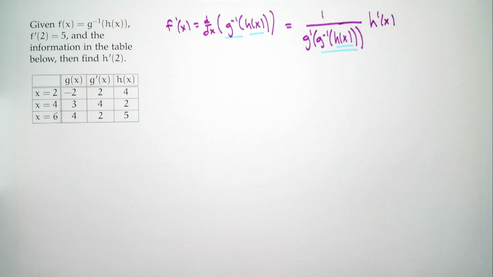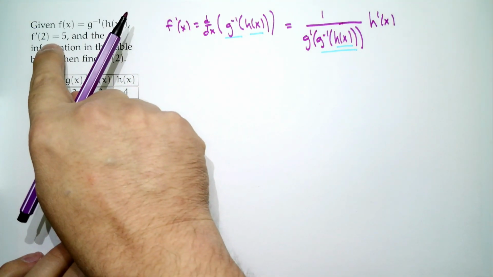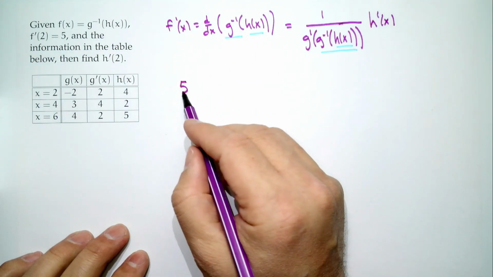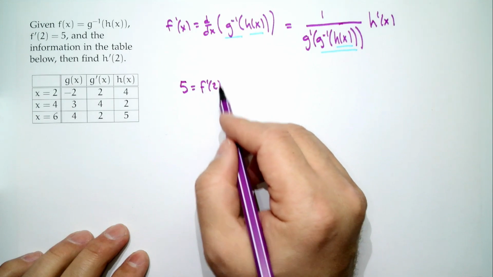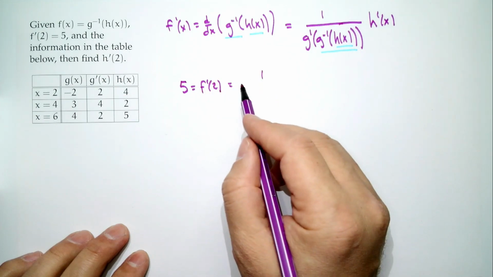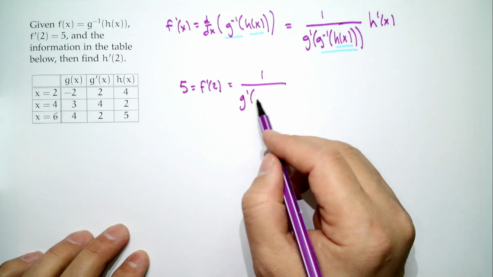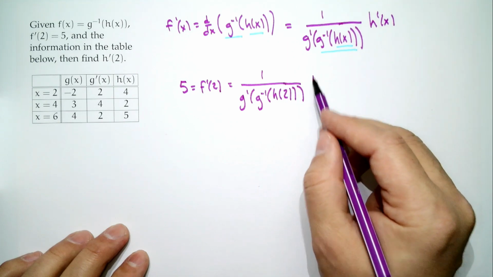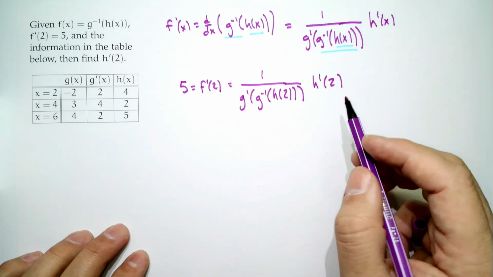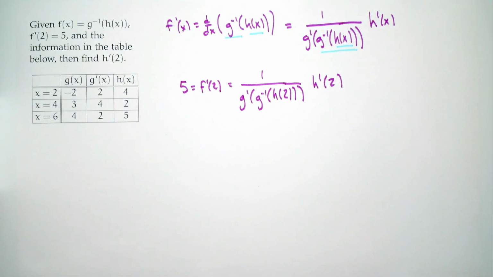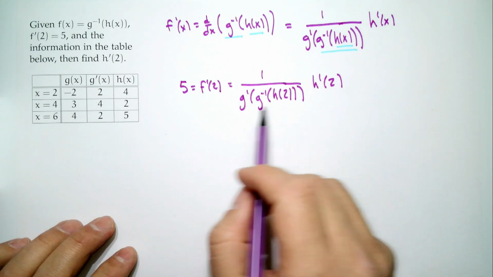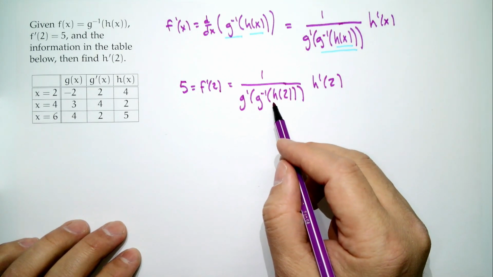Well, now what do we do? We know something about f prime of 2, so we should probably plug in x equals 2. So 5, that's equal to f prime of 2, which according to what we just did is 1 over g prime of g inverse of h of 2, times h prime of 2. Now we start working through our layers. We don't know h prime of 2, but that's okay. If we did, we'd be done. So probably we should focus on this part here, g prime of g inverse of h of 2. So do we know what h of 2 is?